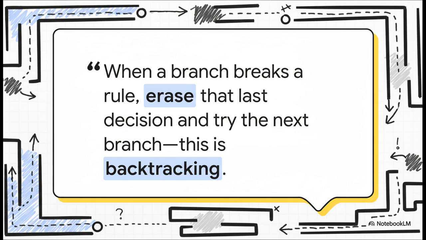Honestly, the maze analogy is perfect. Imagine you're walking through a maze. At every fork in the road, you make a choice. If you hit a dead end, you don't teleport back to the start, right? Of course not. You just walk back to the last intersection and try a different path. That's backtracking in a nutshell. It's a controlled, systematic retreat.